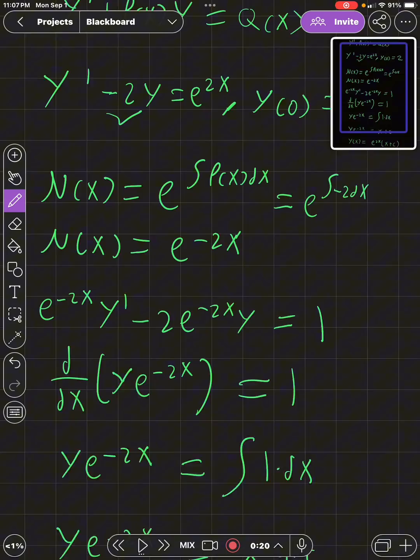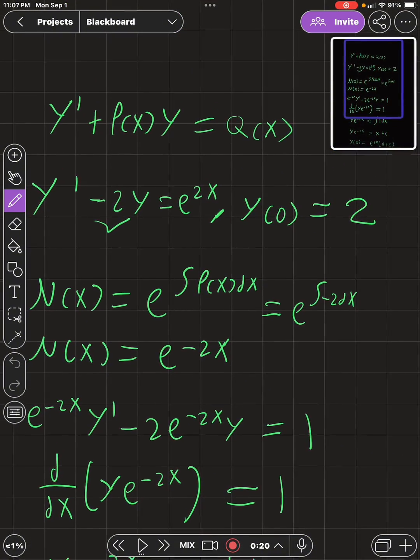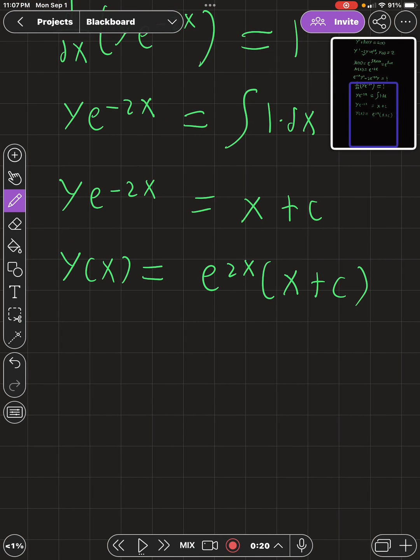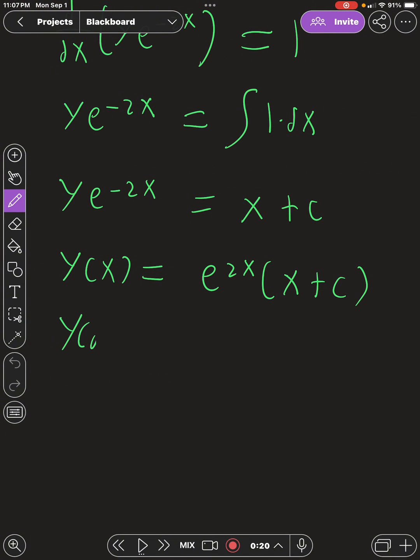We're almost done, but we also are given this initial value. We're given y of 0 is equal to 2. So if we go ahead and plug in 0 for x, we get y of 0 is equal to e to the 2 times 0, times 0 plus c. e to the 2 times 0 is just going to be e to the 0, and e to the 0 is just going to equal 1. So this is all going to end up just being c.